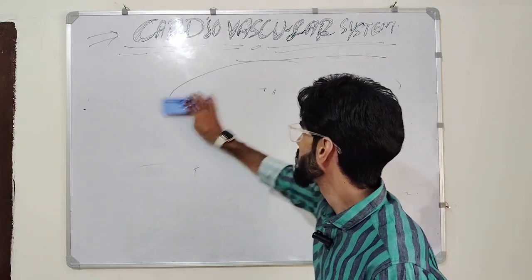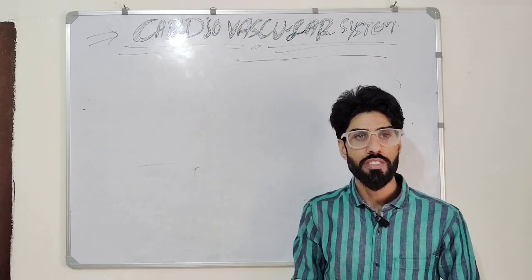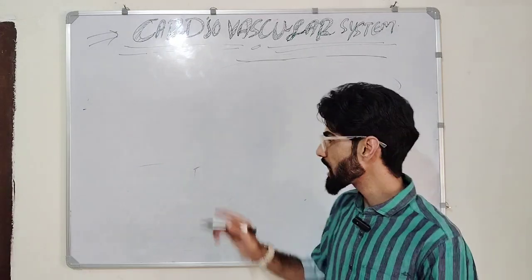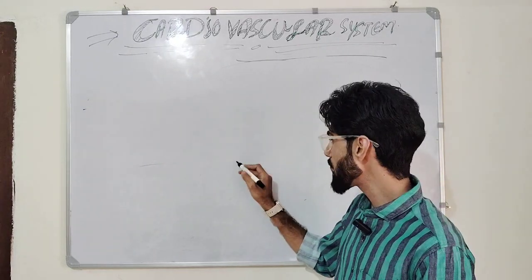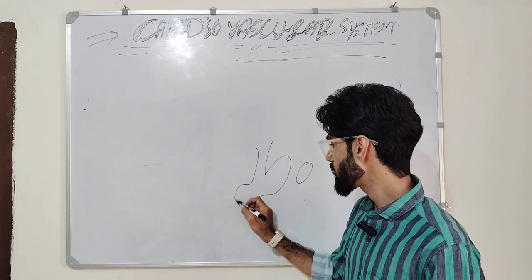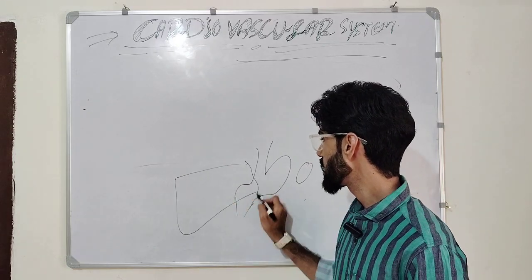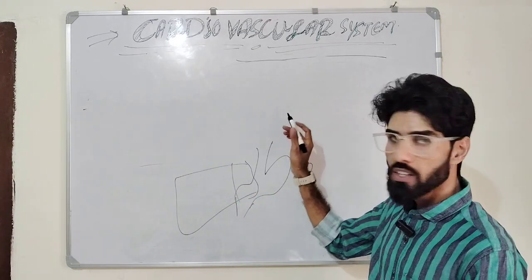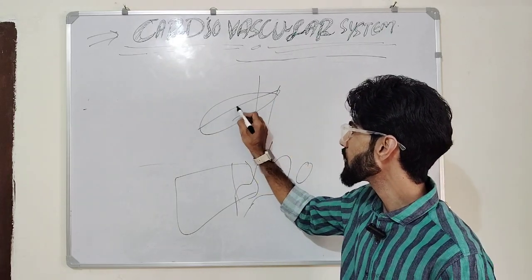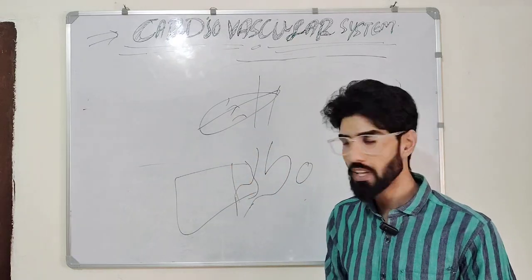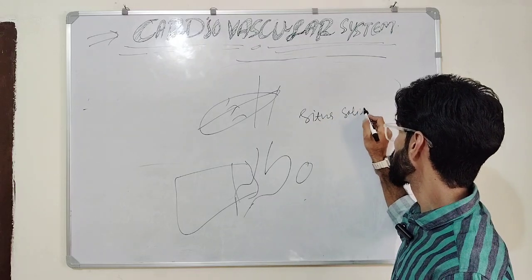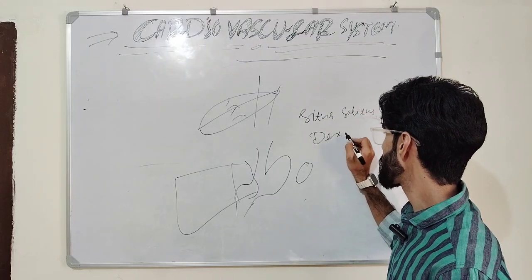Then what is situs solitus dextrocardia? Solitus means body parts are in a normal position. This is your spleen, this is your stomach, and this is your liver. But dextrocardia means the heart is towards the right side of your sternum. So this condition is called situs solitus dextrocardia.